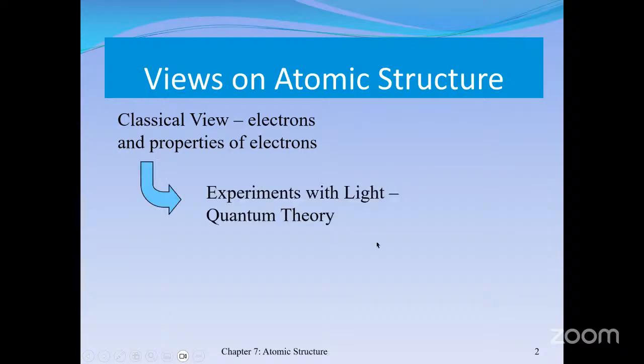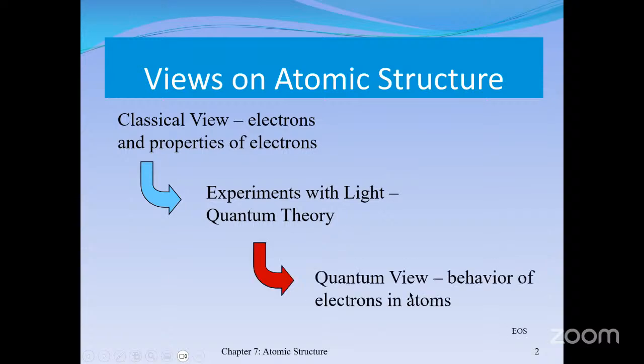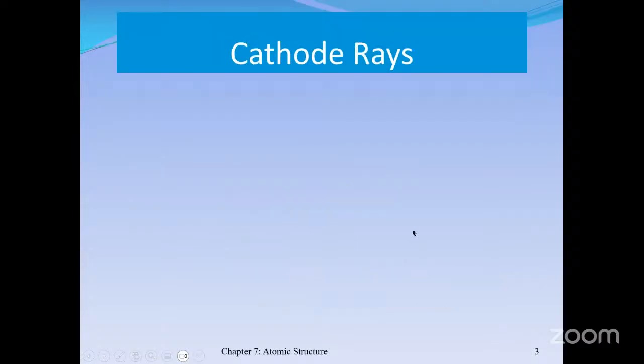And then some experiments were done with light. We're going to get into some of that later on. And it was found out that that's not the case. So therefore, a new idea was put forward to explain the behavior of small particles, and that is called the quantum theory. And based on the quantum view, we now have a better understanding of how electrons behave, especially when they're located in atoms, right?